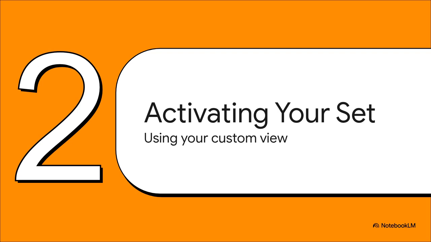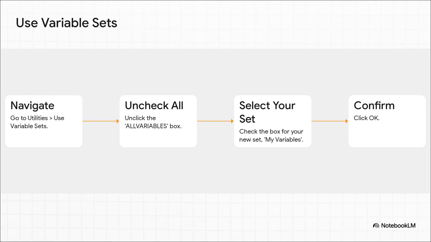That's because creating the set is only the first half. Now you have to actually tell SPSS that you want to use it. And you know what? This part is even easier. Just go back to Utilities and this time choose Use Variable Sets. Now a little window will pop up. This next step is the most important one. Uncheck the box that says All Variables. Then just find your new set, My Variables, check that box and click OK.